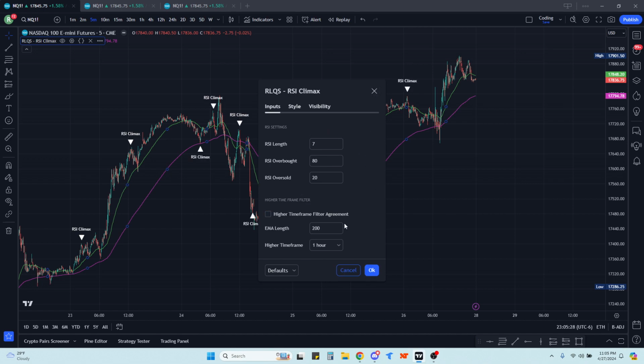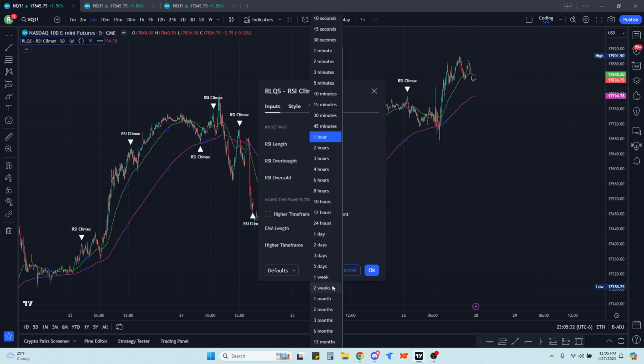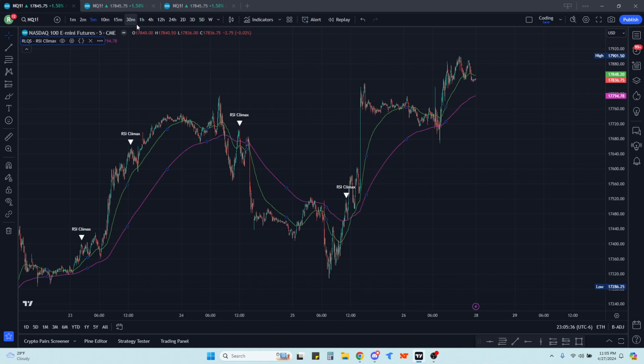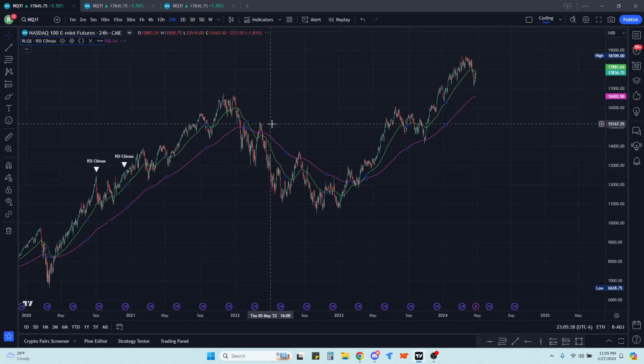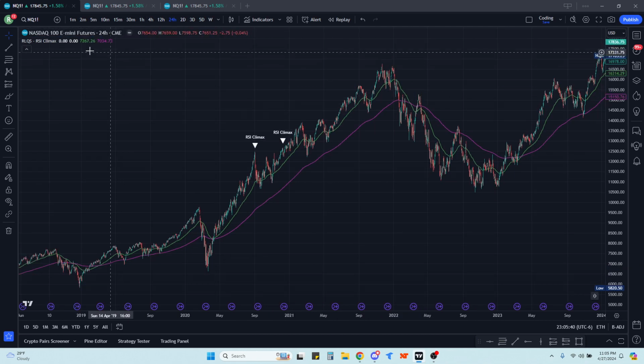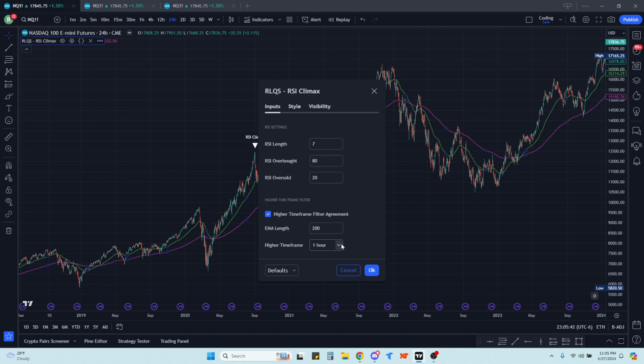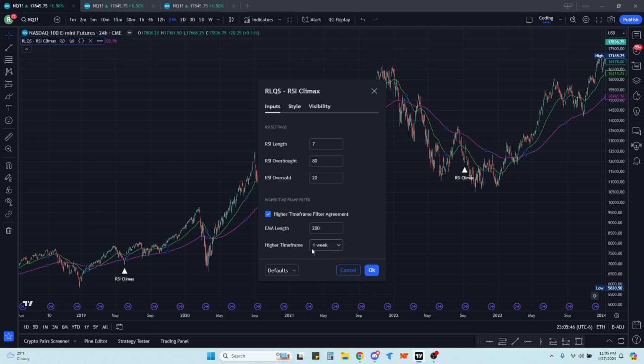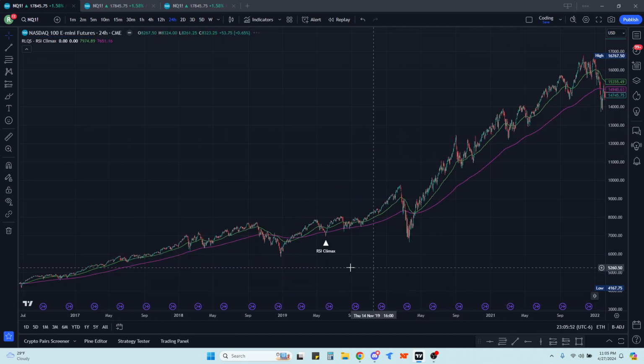If we turn this off, this is if it's agreeing with your trend, so you can click on all sorts of different time frames here. So if you want to go to a different time frame, like say you want to look at the 24-hour climaxes, and you come in here and say I want to have the weekly, so it has to be above the 200 weekly EMA is what this is saying. It'll filter out for that.